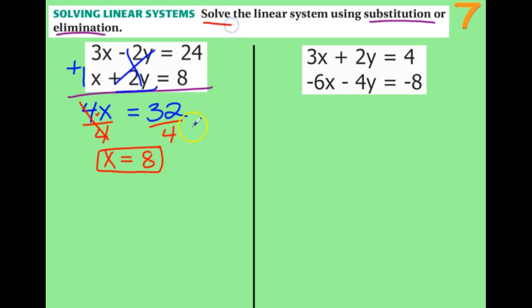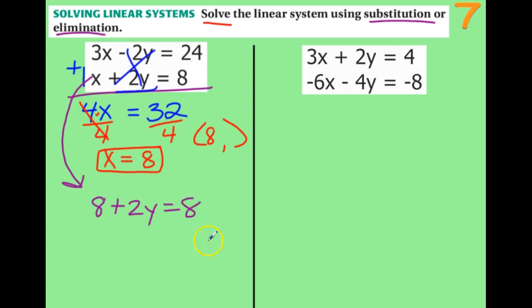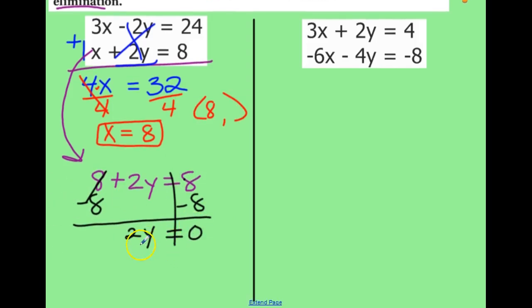It actually says solve, so we need our answer in the form x, y. So we know x is 8. I'm going to use this second equation because it has smaller numbers and x is already by itself right here. It's just 8 plus 2y equals 8. So if I solve this one, subtract 8, we get 2y equal to, well, 8 minus 8 is 0. And divide by 2, y is still 0. So our answer, where these two lines would cross, is 8, 0.